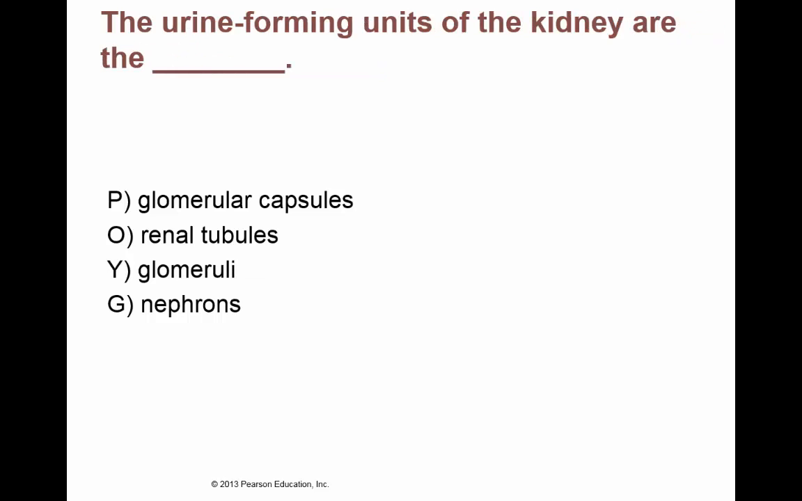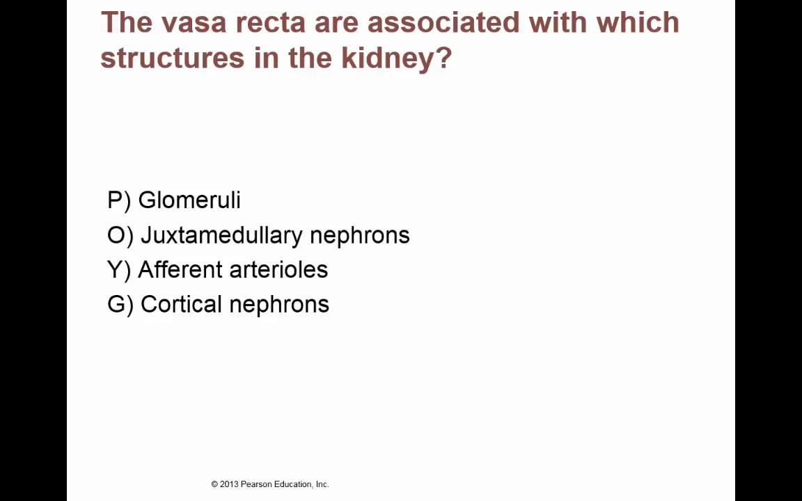The urine-forming units of the kidney are the what? These green, the nephrons, make the urine. The vasa recta are associated with which structures in the kidney? It is the juxtamedullary nephrons that have that really long loop of Henle.